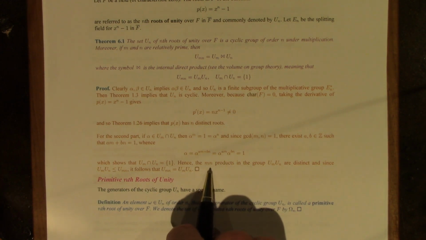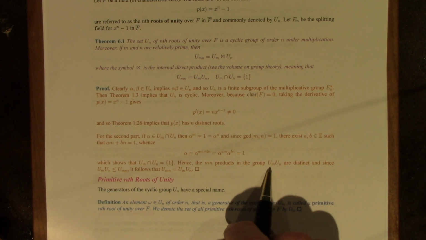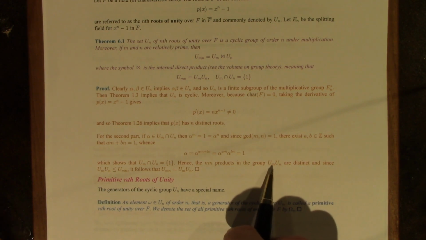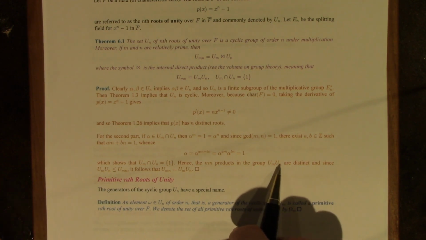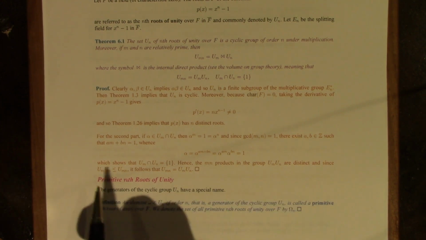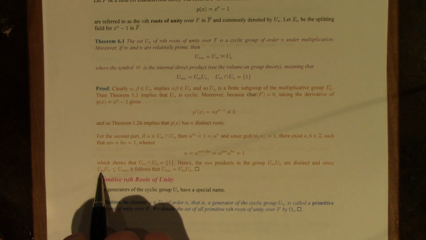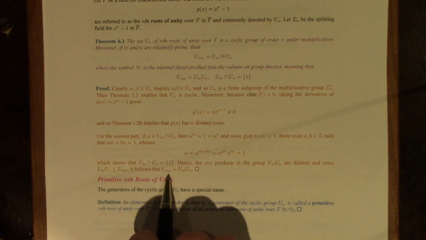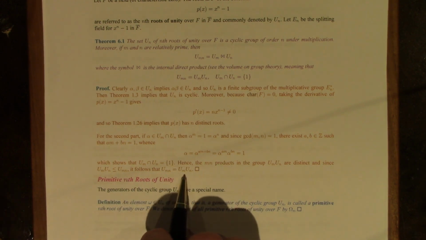So the mn products in this set product here, which is a group, the set of all products of an element from U_m and an element from U_n, these products are all distinct. And since this set product is a subgroup of U_mn, it follows that they are equal.